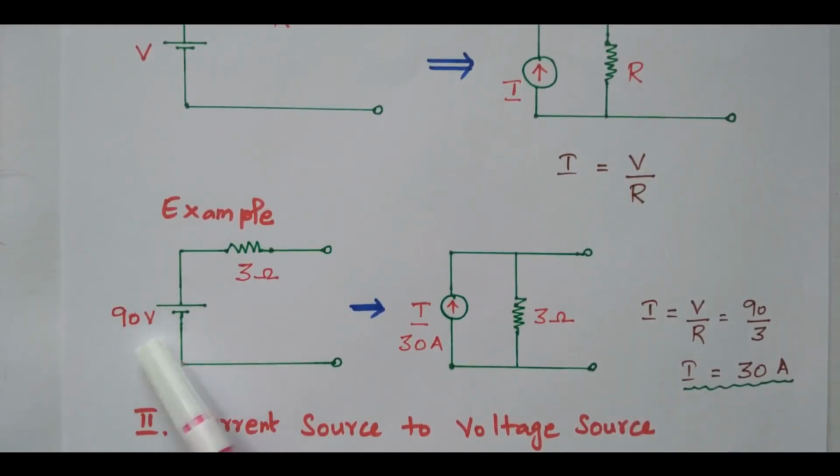So here one voltage source is available in series with an internal resistance of 3 ohm. This voltage source can be converted into a current source in parallel with this 3 ohm internal resistor. So the 3 ohm resistor is now connected in parallel. The voltage source is converted into a current source. What is this current value? I equal to V by R. V is 90 volts, R is 3 ohm. So 90 by 3, 30 ampere. So we calculated the current source value is 30 ampere. Right? So this is the conversion of voltage source to current source.